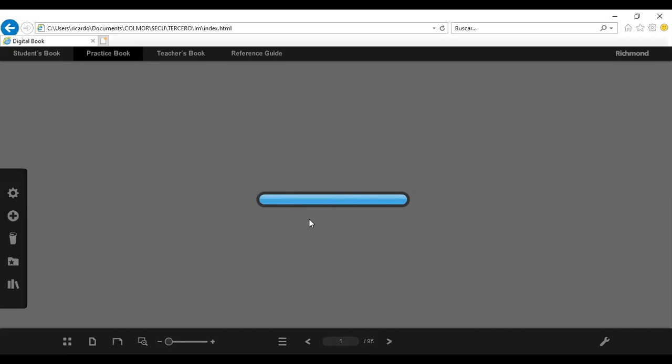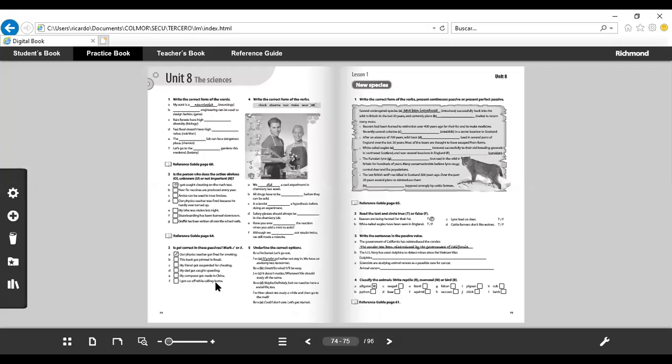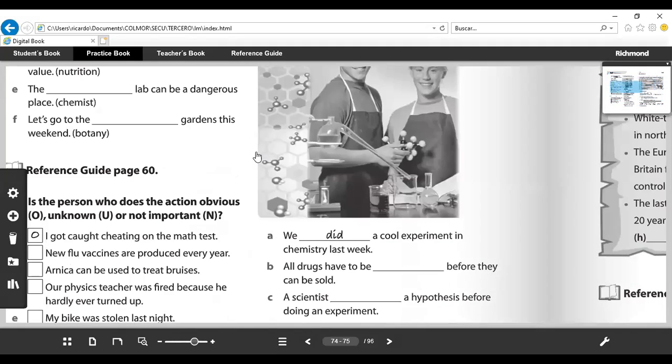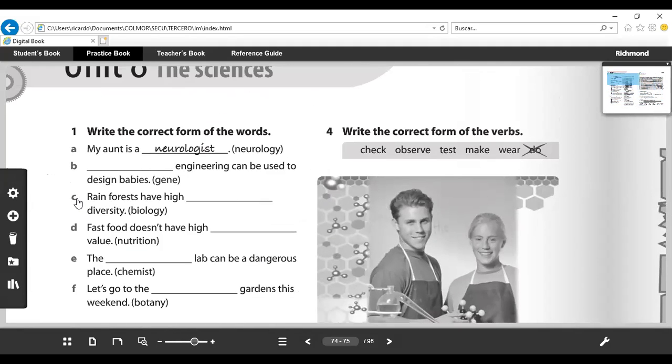And now let me help my computer to start. Focus, focus. And here we go. See, I do magic also. Okay. A little bit bigger. Okay. Letter C. Rainforest have high diversity. So what is the correct word? It says right here, biology. Therefore, it's going to be biological, right here, biological. So please make sure you are writing down your answers on your notebook, or if you have your practice book, please do it.